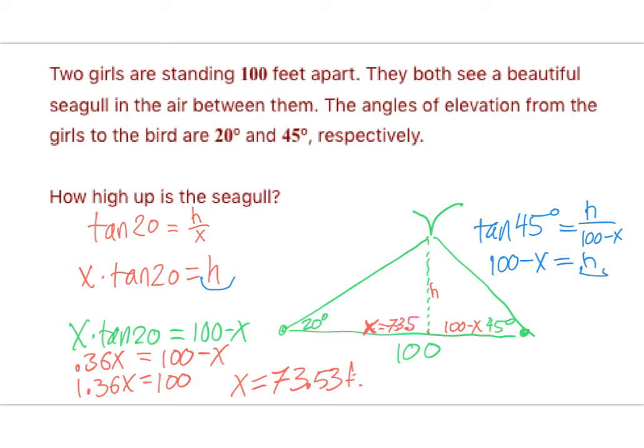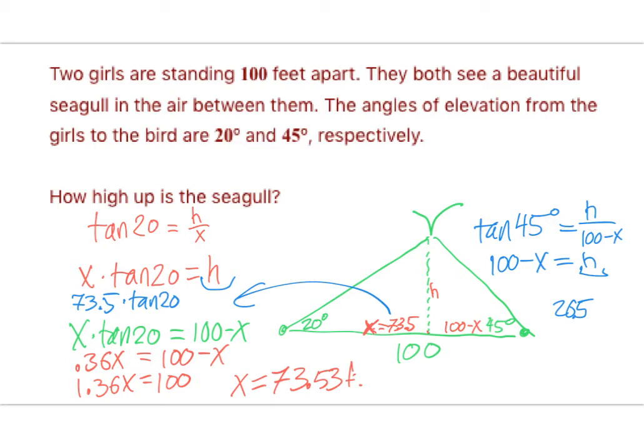So 73.5, I'm just going to leave it as a tenth. I do know how to find that h based on that, and I'm going to work that back in. So we've got 73.5 times the tangent of 20, and that's going to give us h. I could also do 100 minus x is equal to h, and that may be a lot faster. That's going to be 26.5 as our answer.